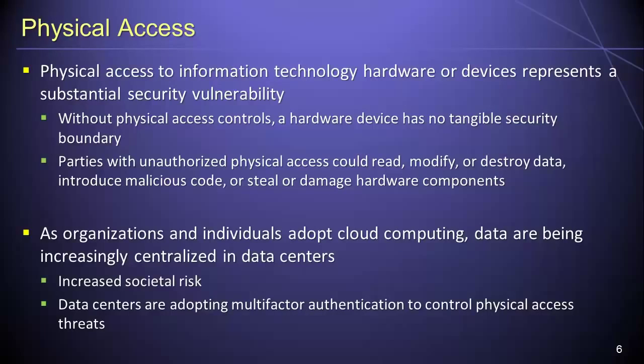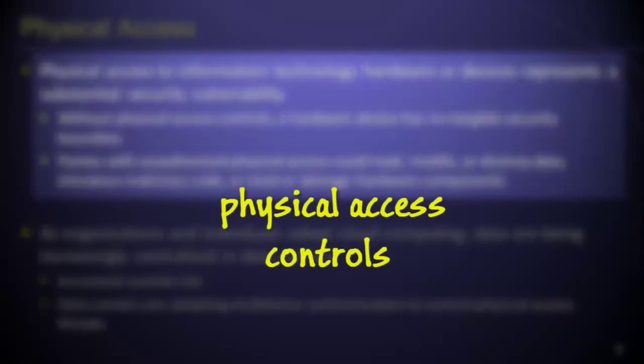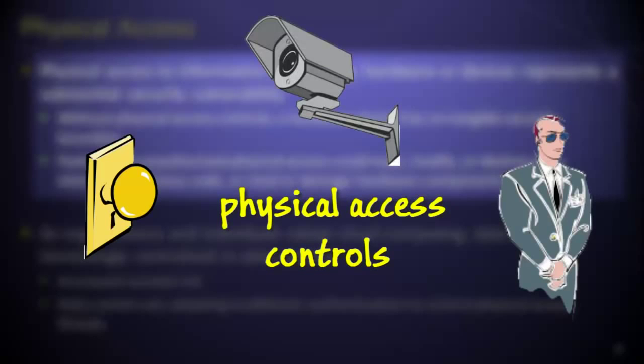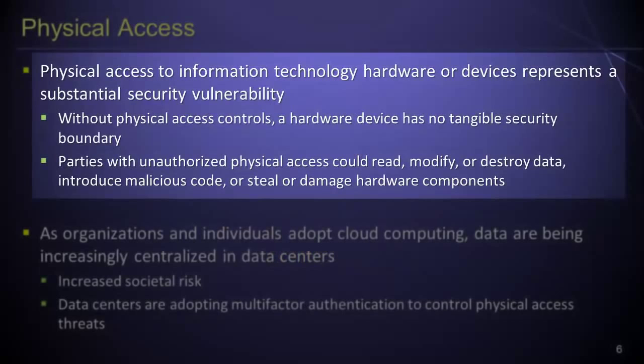With all of the attention that is paid to mechanisms such as encryption and firewalls in the information security world, many people often forget that physical access to information technology hardware or devices also represents a substantial and very real security vulnerability. Put simply, without the use of physical access controls such as locked doors, security guards, and so forth, a hardware device has no real, tangible security boundary. If an unauthorized party is able to gain physical access to a hardware device, then she might be able to cause harm in a number of ways.